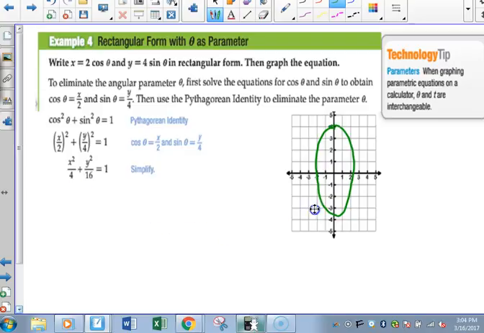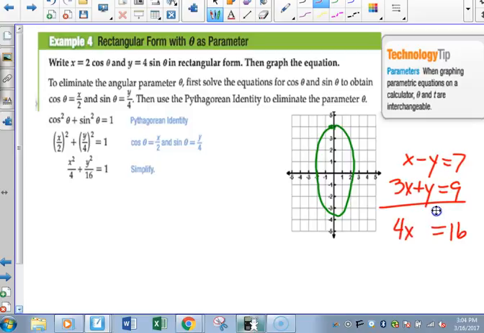Okay. Now, I want to talk through this because this is a revelation for a lot of students. Do you remember when you did things like x minus y equals 7 and 3x plus y equals 9, and you said, oh, I want to get rid of the y, so I'm going to add these magically together so the y drops out? Remember that? That's kind of how I think about this process.